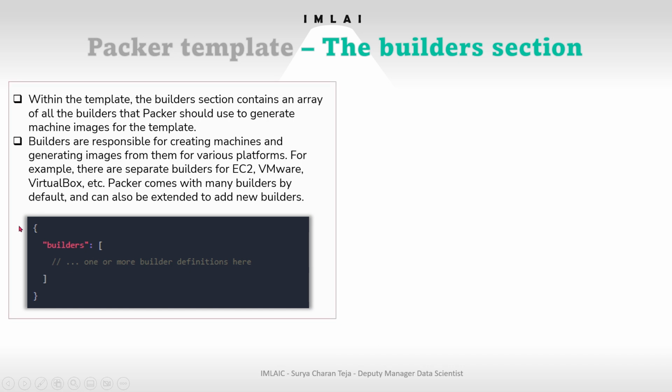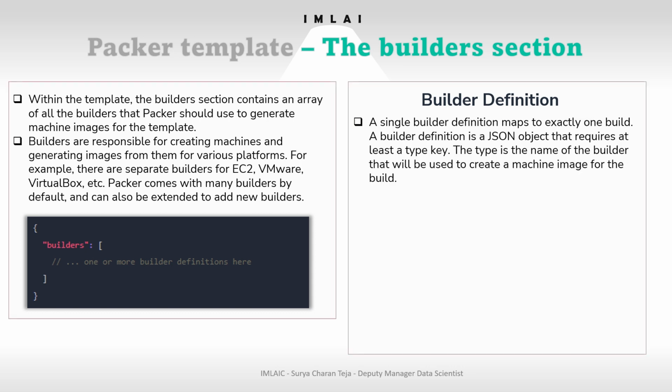Open curly brace, and then close curly brace. In between, you will have your builders section. As usual, double quote builders, and it looks like the JSON format we have discussed, and inside that you have to add your builder definitions. Let's take the complete builder definition. A simple builder definition maps to exactly one build, so inside that you will mention only one build.